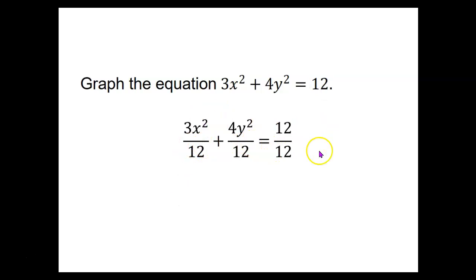So we divide both sides by 12. 12 over 12 would be 1. And meanwhile, over here, the 3 over 12 reduces to a 1 over 4. And the 4 over 12 reduces to a 1 over 3. So now we're looking at x squared over 4 plus y squared over 3 equals 1. And that does look like the kind of equation we've been dealing with.